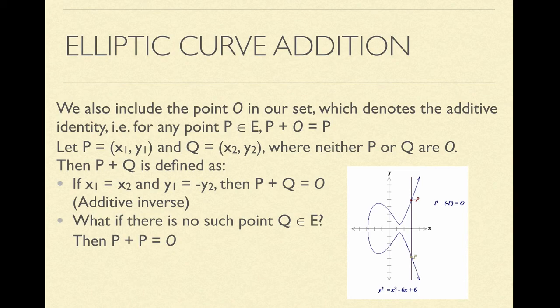Because this is symmetric about the x-axis, the additive inverse of a point x comma y is going to be x comma negative y. And you can see that we say that's just defined as negative P. There's another case where, when you draw that vertical line, there's no second point where that line intersects the curve. In our graph at the bottom, that would be on the far left, where the vertical line would lie tangent to our curve. In this case, we say the point itself is the additive inverse. So in that case, P plus P would be the point at infinity.